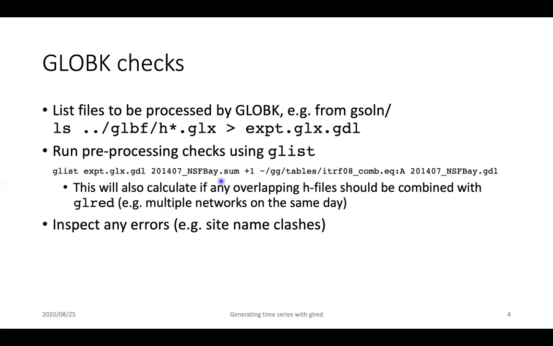To run glist, we'll figure out for you if there are any overlapping H files in time, and this is quite important for producing a GDL file that includes multiple networks on the same day that you might then run with glred. You may get some error messages like site ID clashes, and it would be very good to resolve those potential issues before proceeding with glred or GlobeK.